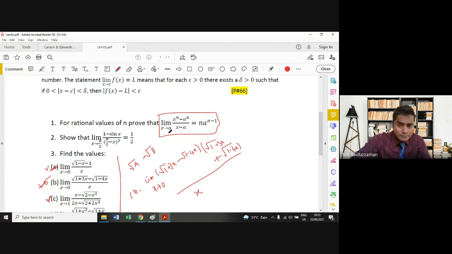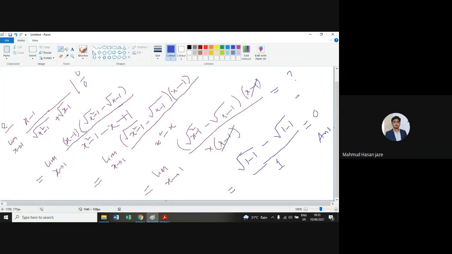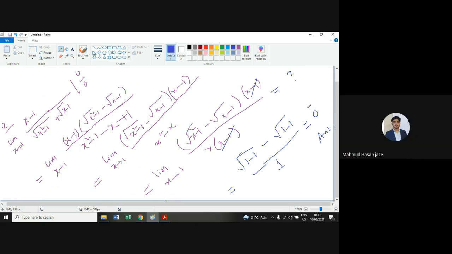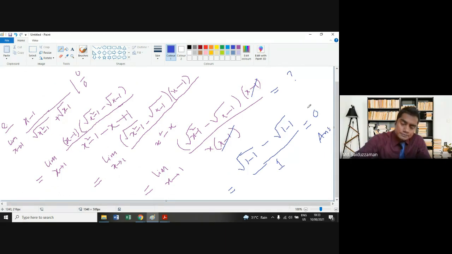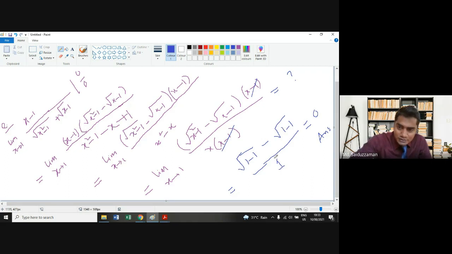Sir, can I ask a question? Please. Which one? Sir, number E. Yes, sir. So when we don't simplify the first line, then we can import the value of x, then the upper portion will be 0. Whatever the lower portion, the value is also 0, sir. Value is 0 here. Yes, sir. How? Because x is 1, not 0. What is the limit of x?